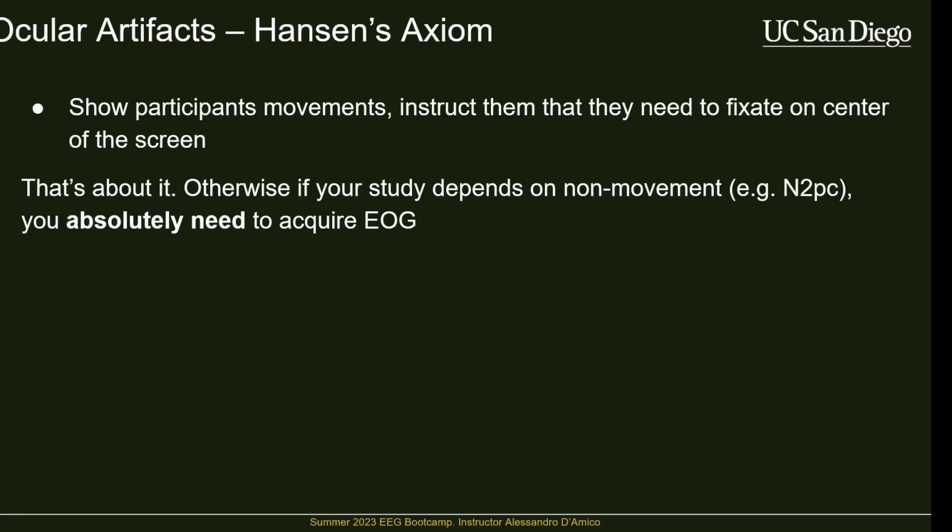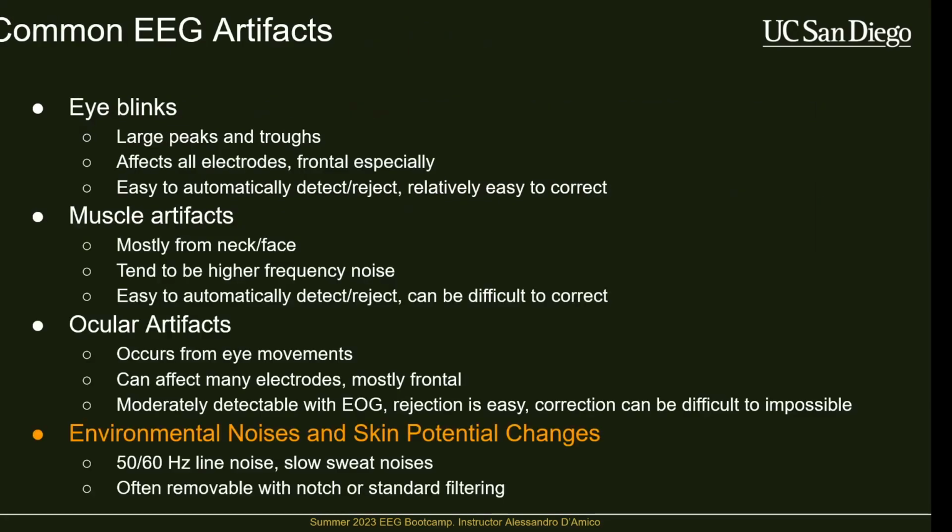And what can we do, Hansen's axiom style? We can show participants these eye movements and instruct them that they need to fixate on the center of the screen. Almost all experiments that we run will have a fixation cross or a dot in the center of the screen, and participants are instructed to keep their fixation on that. When we're recording EOGs, which we're not going to be doing today or in this workshop, you usually will have subjects move their eyes up and down and left and right, and you can show them that this is distorting the signal. But that's pretty much it. Otherwise, if your study depends on non-movements like N2PC, then you definitely need to acquire EOG. There's not really an alternative.